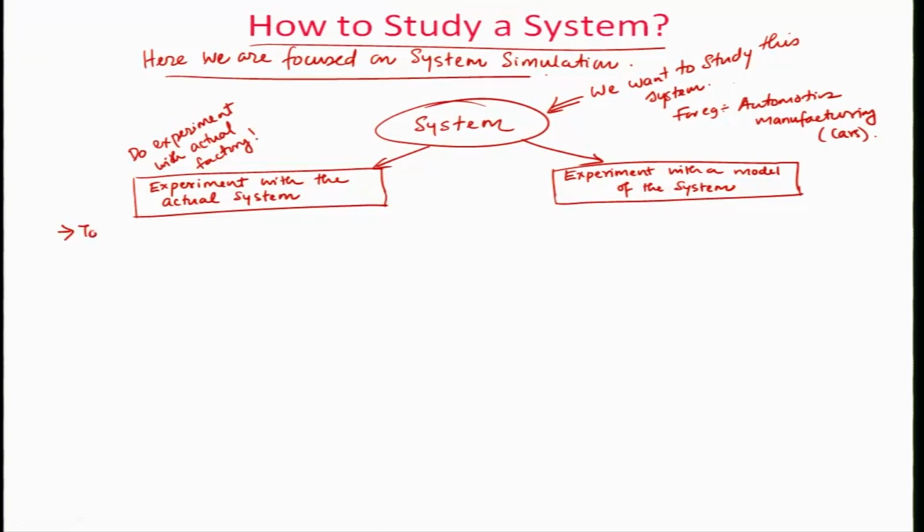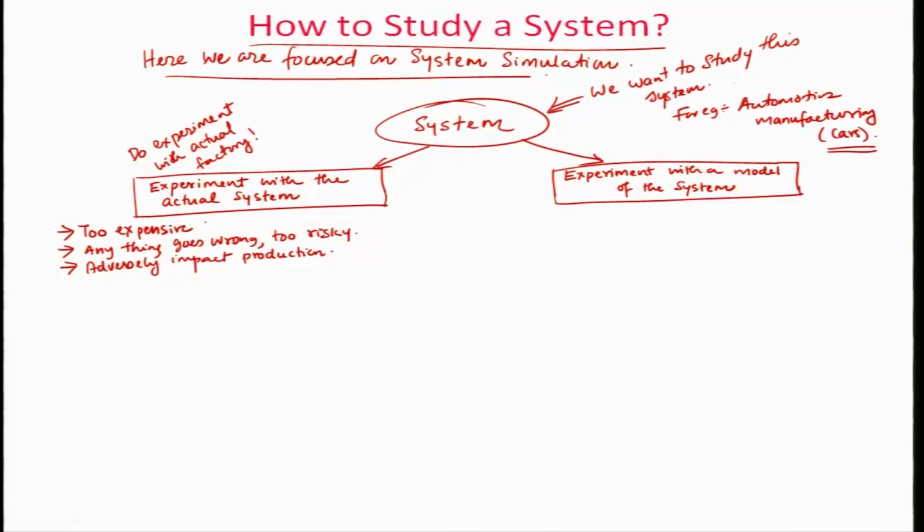Number one, too expensive. Nobody will give you a factory to play around with. Second, if anything goes wrong, it is too risky. And the third one is that it adversely impacts production. The job of a factory is to produce cars. This car manufacturing factory's aim is to produce cars, not to allow you to conduct experiments with the system.